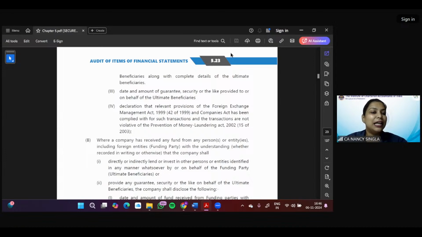And the Companies Act have been complied with for such transaction, and the transactions are not violative of the Prevention of Money Laundering Act. So money laundering is basically concealment of the original origin of the illegal source of income. So a declaration will be required that FEMA provisions, Companies Act provisions, and the Prevention of Money Laundering Act 2002 provisions all have been complied with, that these are not violative of the Prevention of Money Laundering Act, right? So we have read it.